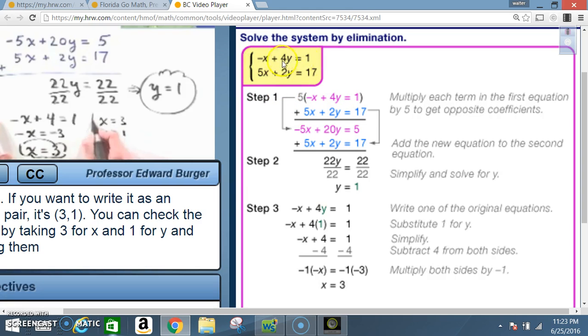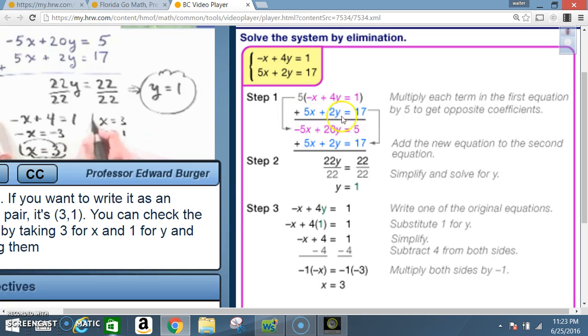Okay, remember now we got two equations, and we see that we can eliminate the x if we multiply the top equation by 5. In order to do that, you set it up by using the distributive property. So see how I got 5 on the outside, parentheses, and then all of this is on the inside. So now 5 times a negative x is a negative 5x. 5 times a positive 4y is a positive 20y. And then 5 times 1 is 5. So that's my new equation.